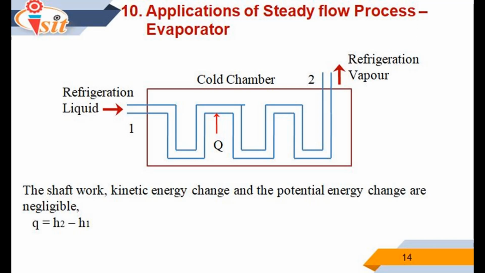In the evaporator, liquid enters, receives heat at constant pressure and leaves as a vapor. The shaft work, kinetic energy changes and potential energy changes are negligible in this process. Then Q is equal to H2 minus H1, where H2 is the enthalpy of refrigerant at the exit and H1 is the enthalpy of refrigerant at entry. The refrigerant is nothing but the heat carrying medium during this process.